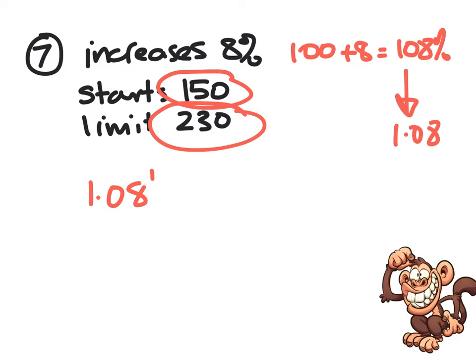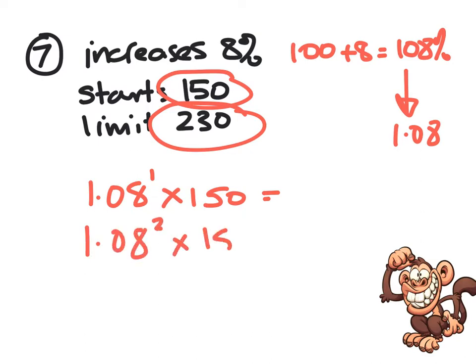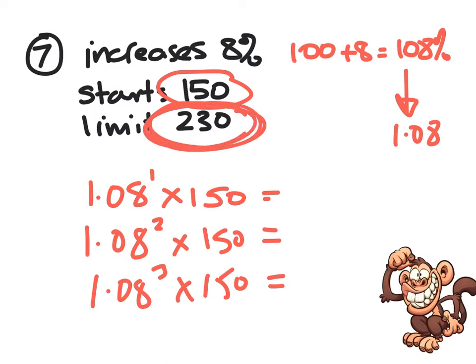1 hour? So 1.08 to the power 1 times 150. Check it against the 230, and then do 1.08 to the power 2 times 150, and then 1.08 to the power 3 times 150, and keep going until you find the one which goes above the 230, which is when it becomes dangerous.